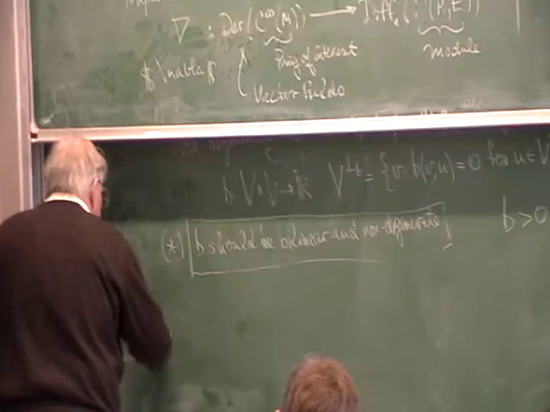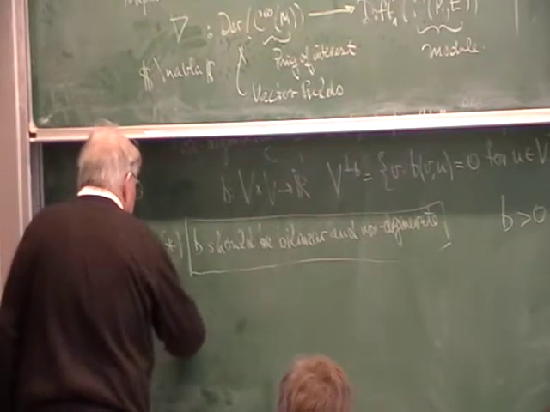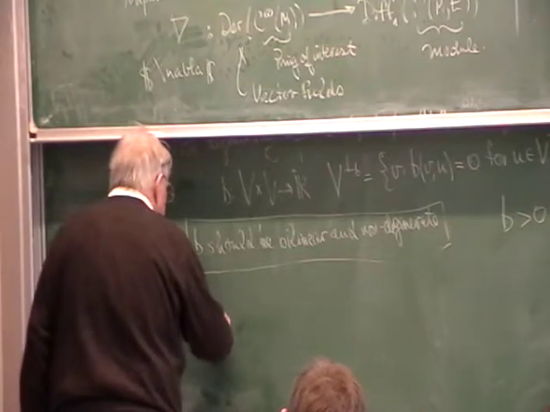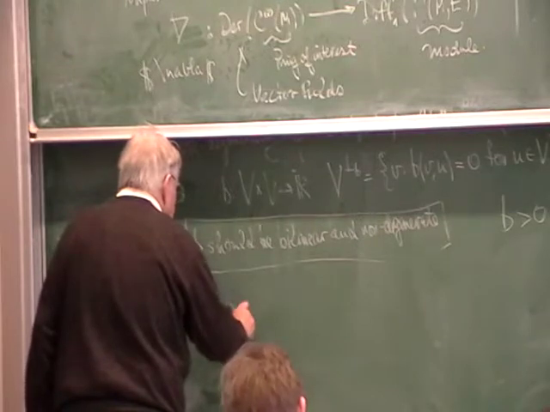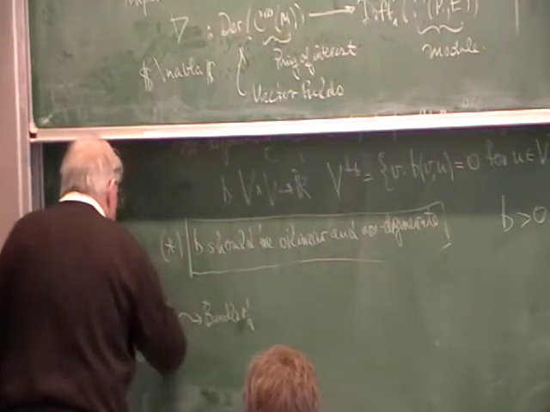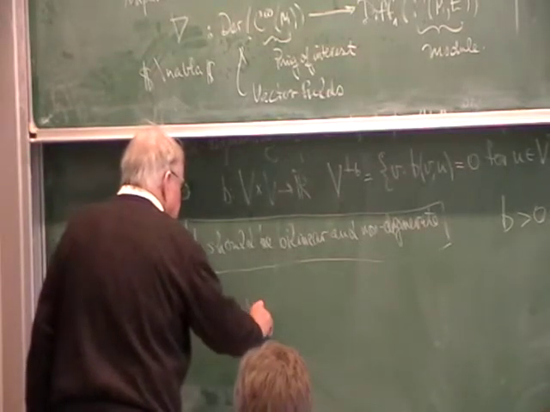We go from the tangent bundle, and let's go to the bundle of bilinear forms. Well, any vector bundle, and the bundle of bilinear forms on that vector bundle.